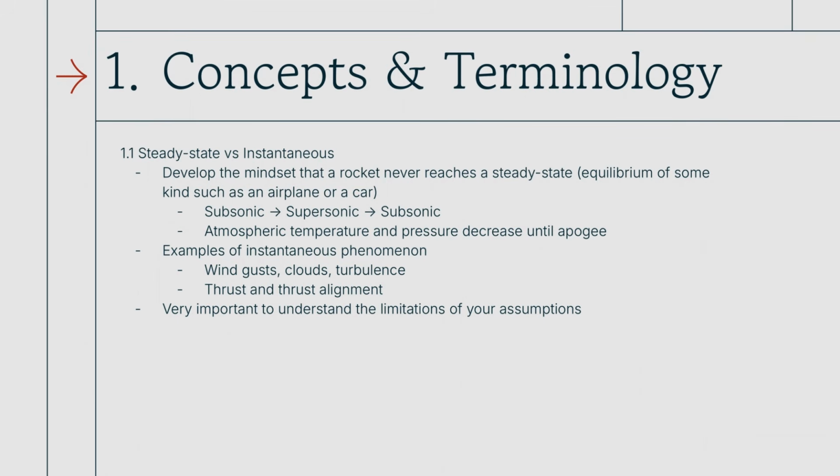You're never actually at a constant velocity, so you can't really say that a rocket is ever reaching a steady state. That's really important in your assumptions, because any analysis you do has to account for the change in time of all your conditions.